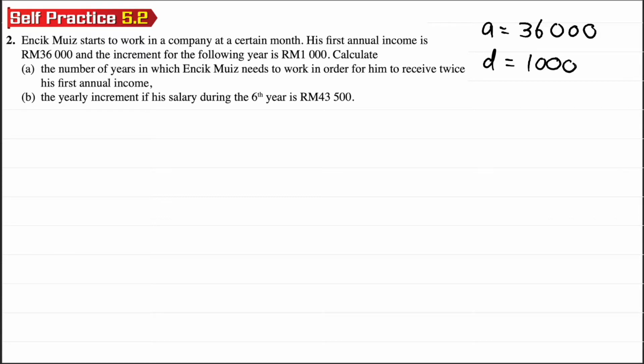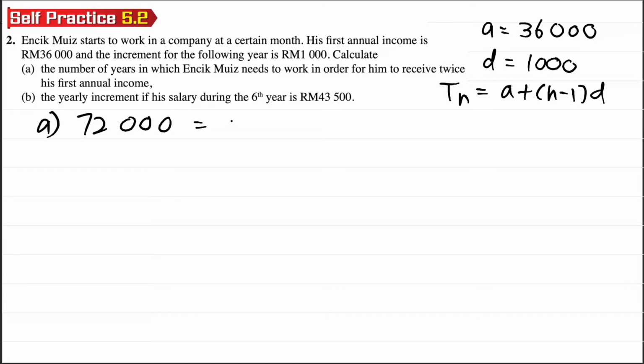So calculate the number of years in which Encik Muiz needs to work in order for him to receive twice of his annual income. So kita nak cari apakah nilai untuk N, yang mana itulah formula tu, Tn sama juga dengan A tambah N minus 1D kan. Yang mana yang Tn ni adalah receive twice his first annual income. So twice maksudnya 36,000 tu darab je lah dengan 2. So kita akan dapat 72,000 sama juga dengan 36,000 tambah N minus 1D dia adalah 1,000.